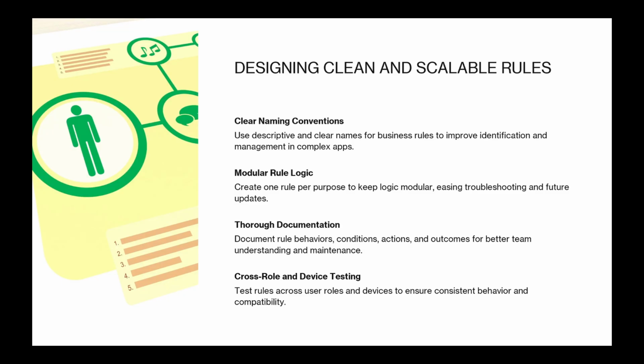So before wrapping up, some best practices. We should use clear naming conventions. Keep logic modular, so try to make one rule for one purpose. Document rule behavior for future updates and test across user roles and devices. So that's a wrap on business rules, which help you to build smarter, more dynamic apps without writing a single line of code.